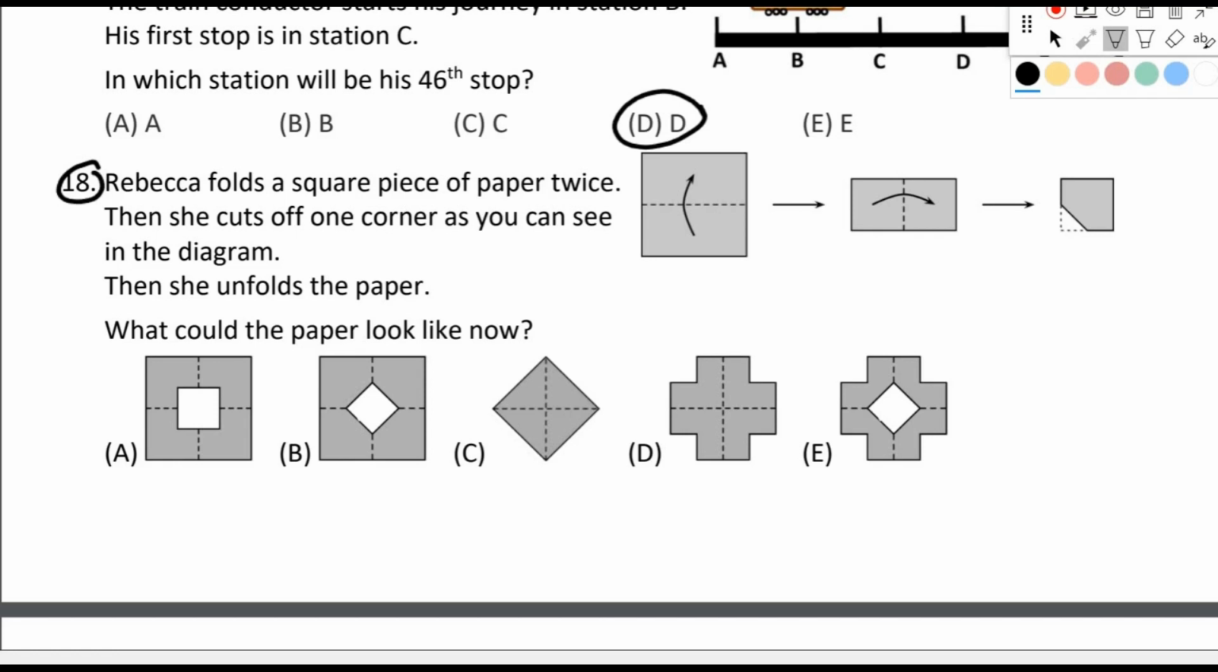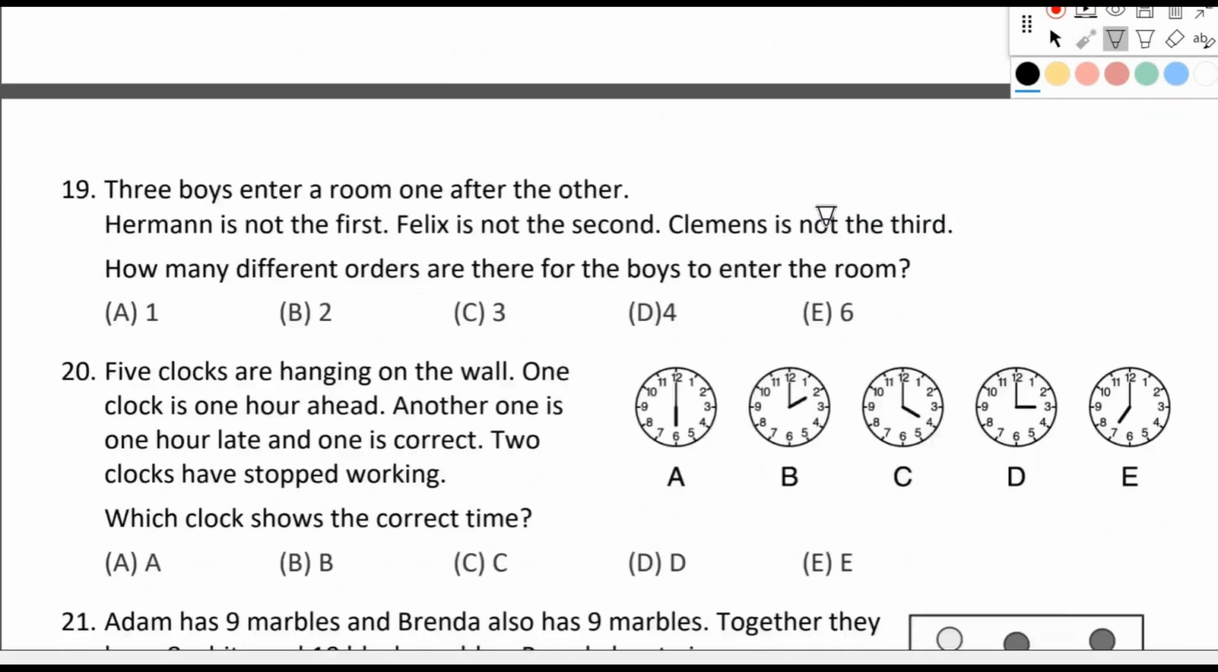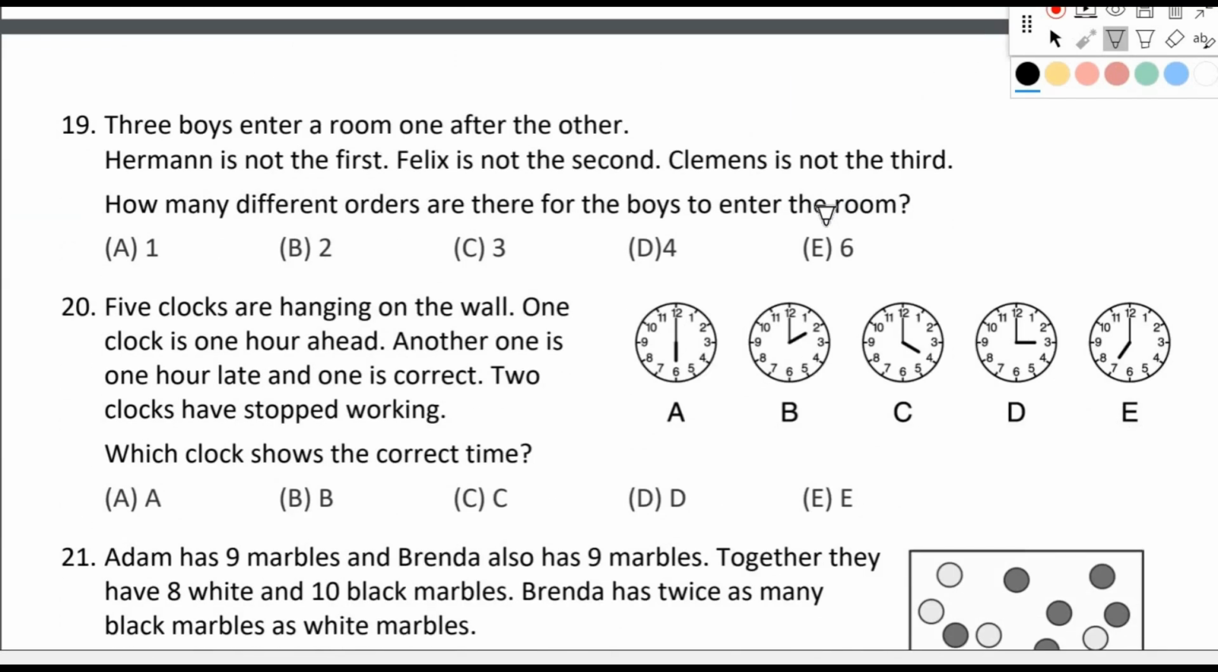Yeah, it is clearly option B. Okay, so as you take a paper and fold like that, you just get option B. 19th question. 3 boys enter a room one after another. Herman is not the first, Felix is not the second, Clement is not the third. How many different orders are there for the boys to enter into the room?